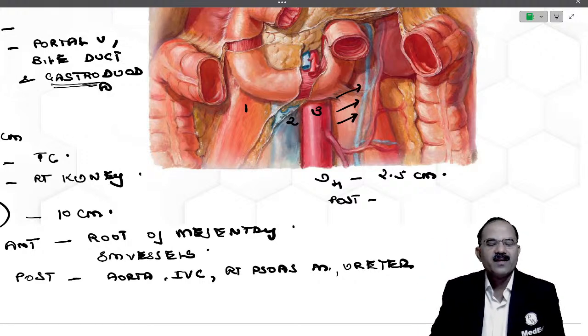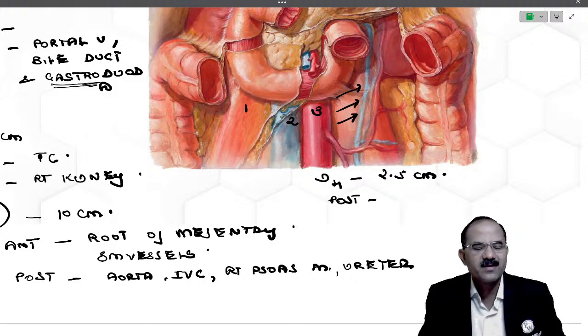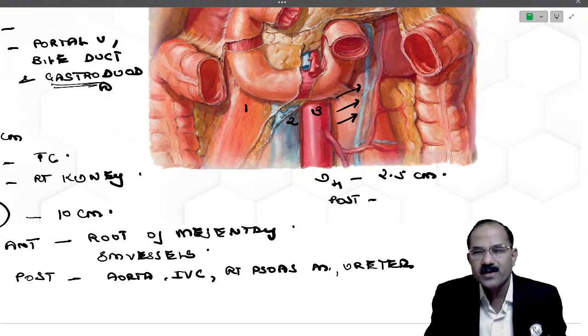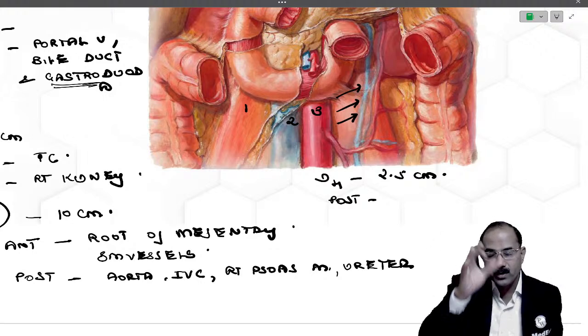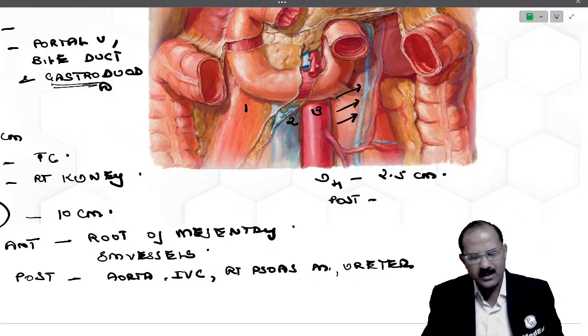Where is the rectum? The rectum is down in the pelvis. We are in the abdomen, you should have an orientation. Rectum and anal canal are all down. Okay, that's fine, no problem.